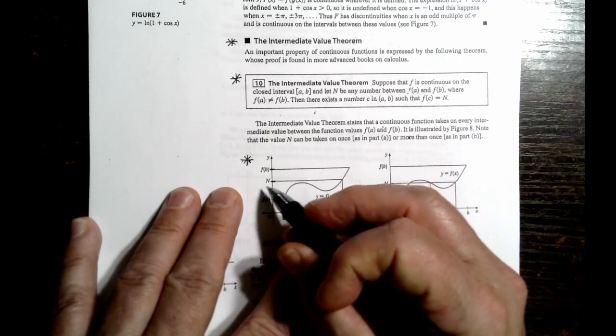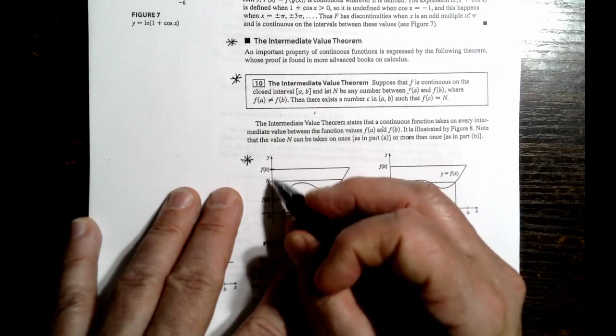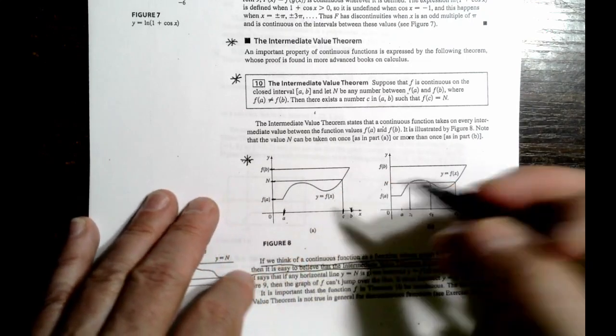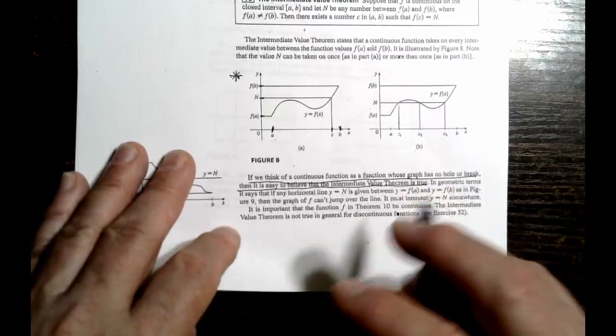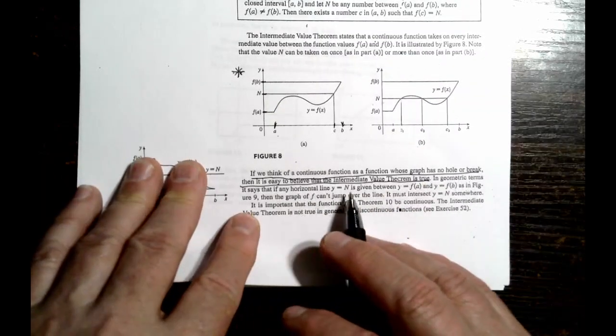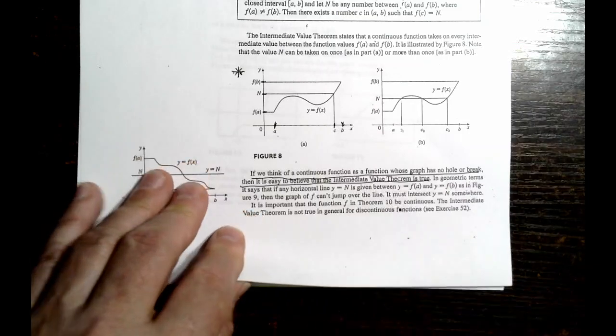and you pick a number between f of a and f of b, you're going to find a value for sure, guaranteed. Because if it's a continuous function whose graph has no holes or breaks, then it's easy to believe that the intermediate value theorem is true.